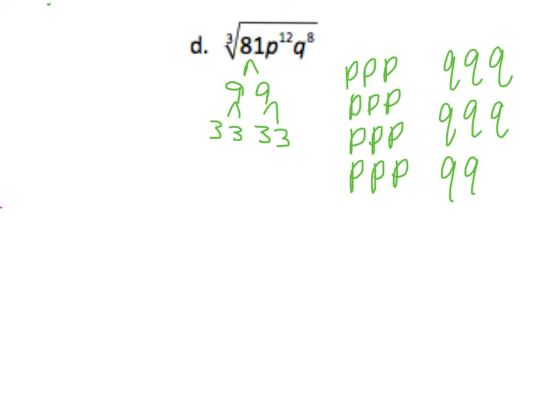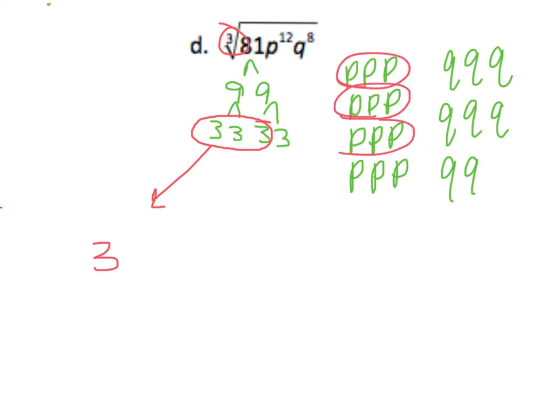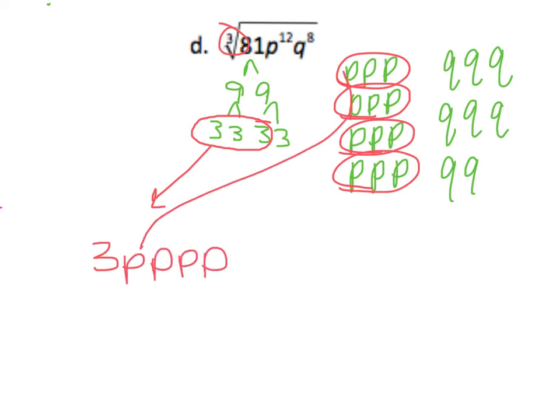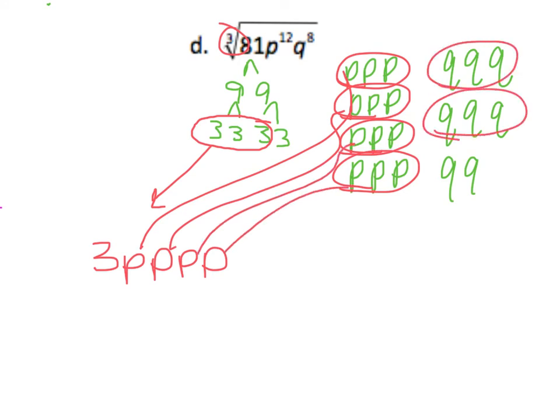Okay, so now since I'm looking for a cube root, I want groups of 3 again. So I have one group of 3, so that will come out. I have 1 p, 2 p's, 3 p's, and 4 p's. So 1, 2, 3, 4. This one, to this one, to this one, and to that one. And I have 1, 2 q's.